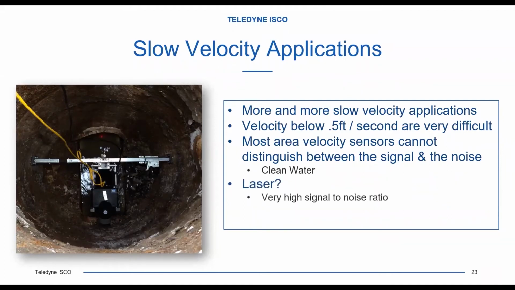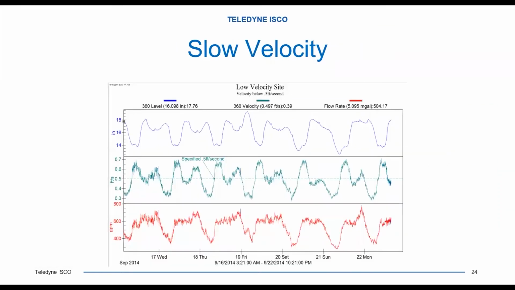Why can the laser do it? Well, as I showed you, we have a very high signal to noise ratio. So it is now able to pick up these extremely low velocities. And again, the spec is a 1/2 foot per second. We will guarantee that. At times you may find it's lower than that. We don't really guarantee below that, but if you did a demo and put one in, we will know immediately if it's going to work down there. But we do have applications where it's read even much, much lower than 0.5 feet per second.